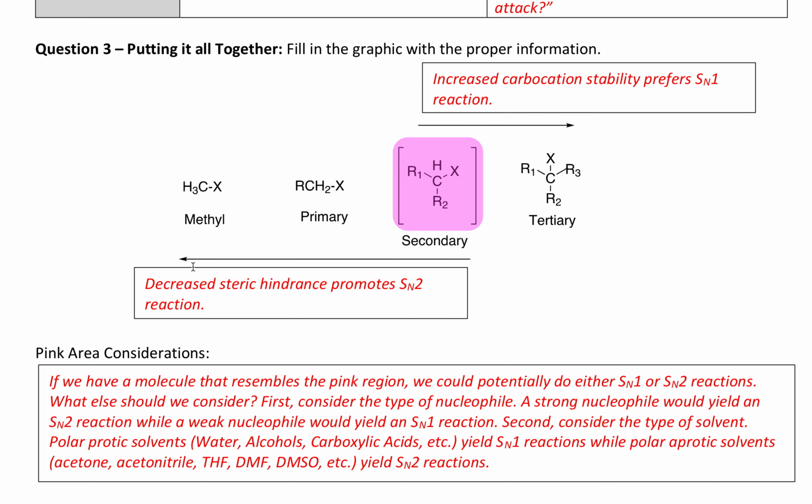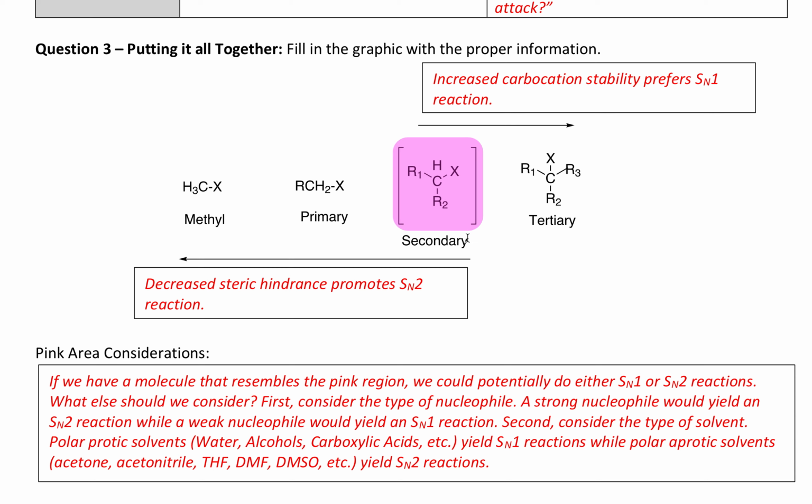So decreased steric hindrance promotes SN2 reactions. So we're starting at the secondary and we're going to the methyl. You can see, remember, we talked about steric hindrance for considerations for SN2 reactions, and as you go to the left of this arrow, you see that we're getting less and less bulky. So we're consistently removing R groups as we go along, which makes it easier for this nucleophile to attack and replace the leaving group. I hope that makes sense.